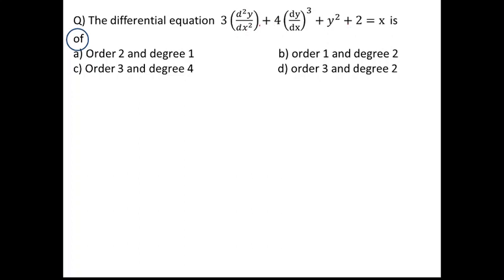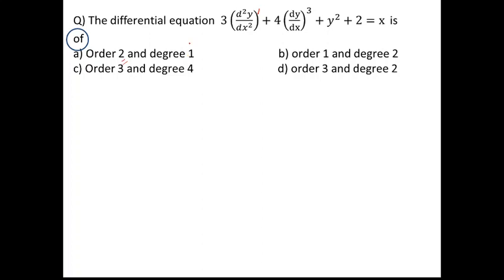So go for the highest order derivative term. This is the highest order derivative term, a second order derivative term, whereas this is first order. From both of these, the highest order is the second order. That's why the order of this differential equation must be 2, and then just look at its integral power. The integral power is 1. That's why the degree of this differential equation is 1.